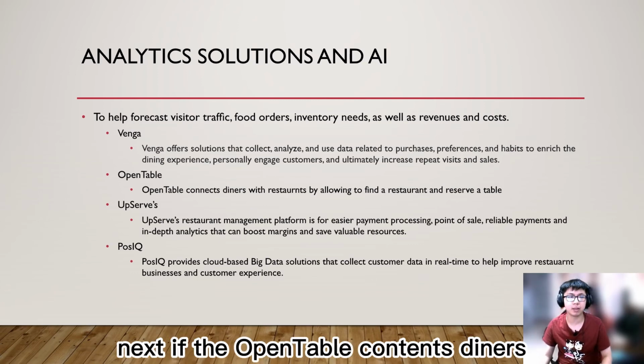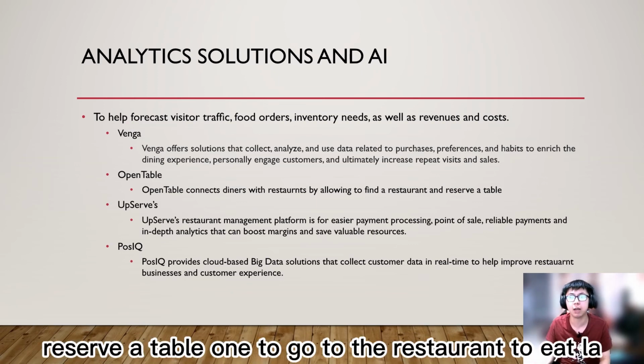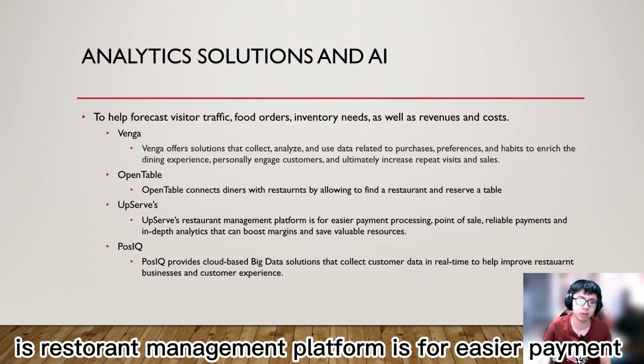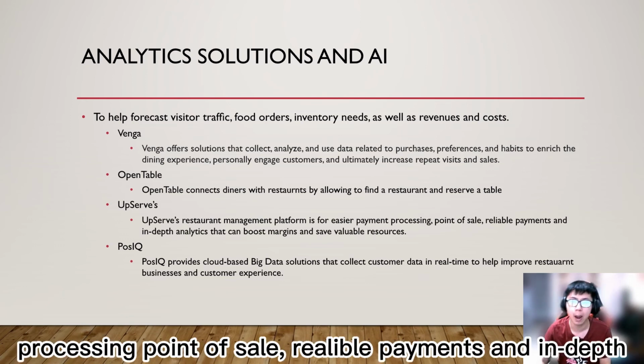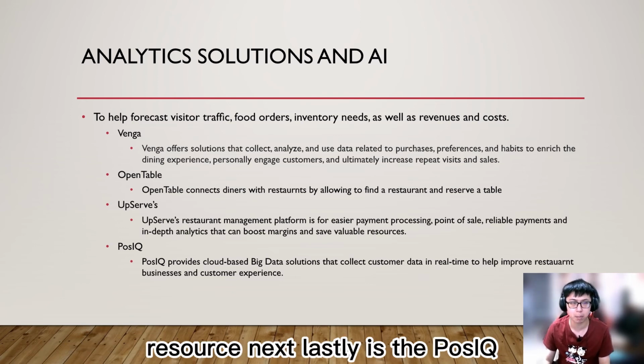Next is OpenTable, which connects diners with restaurants by allowing them to find a restaurant and reserve a table, something like reserving a table to go to the restaurant to eat. Observer is a restaurant management platform for easy payment processing, point of sale, reliable payment, and insights analysis. This can both save money and save valuable resources. Lastly is Pos IQ.